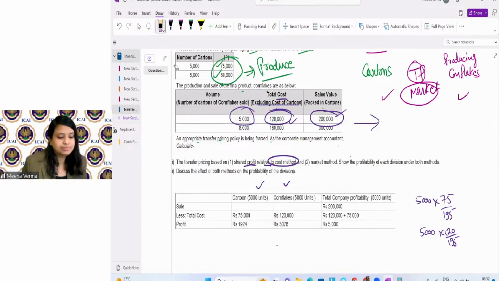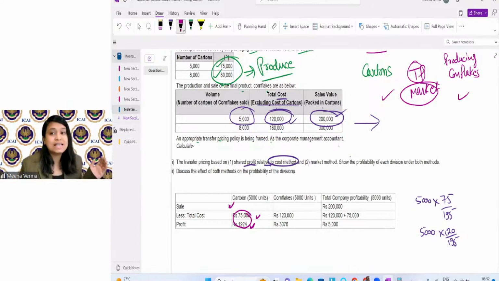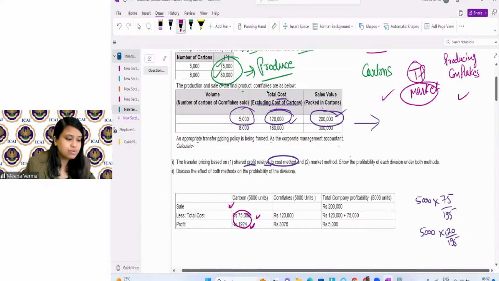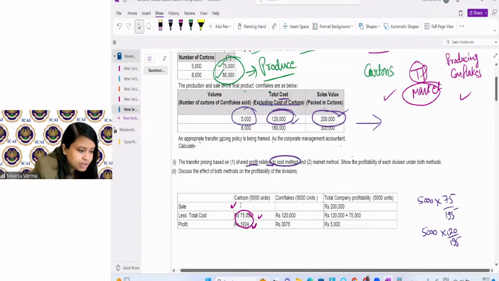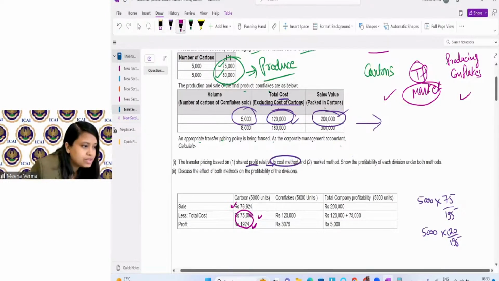What will happen? On the basis of these two, we will decide actually the transfer price. The cost is incurring, this is the cost, this is the profit which we have allocated here. Based on this, you can find the price at which cartons will be transferred to cornflakes. This will decide the price at which the cartons will be transferred to cornflakes, right? So the transfer price will be rupees 76,924. All right, this will be the transfer price.